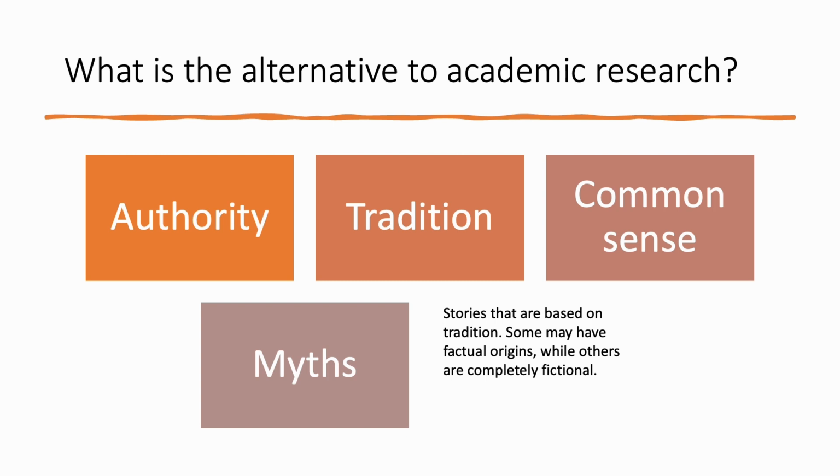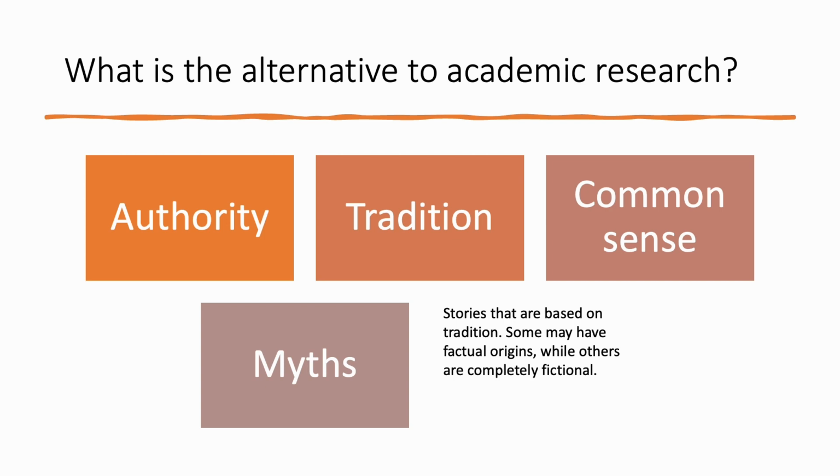The fourth alternative to academic research is myths. And this, in my mind, is often similar to tradition, where it's stories that are based on tradition and have been passed down from one generation to the next. Some of these might have factual origins, or there was a misunderstanding of the science many generations back, which then led down the generations or from one decade to the next. Some of these are completely fictional. Somebody made these up. And again, this might be something from authority or something else. And these myths just seem to go from one generation to the next.